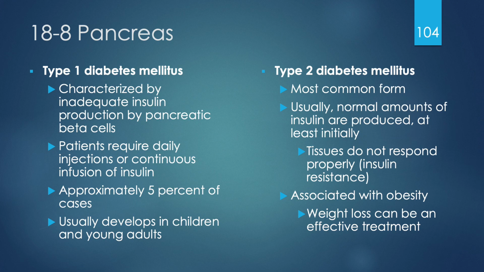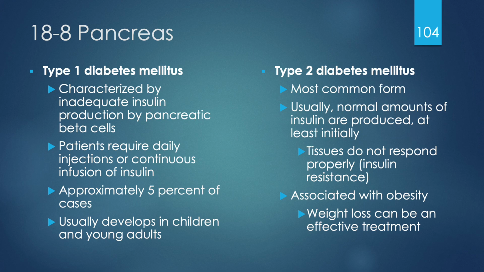So just keep in mind, if you see a child and they have diabetes mellitus, don't necessarily assume that it's type 1 diabetes mellitus. It could be type 2. Type 2 is when you normally have a normal amount of insulin produced, but after a while you become insulin resistant, meaning that the tissues don't respond properly to insulin. And so one of the things that can help to treat diabetes mellitus, type 2 specifically, can be weight loss.